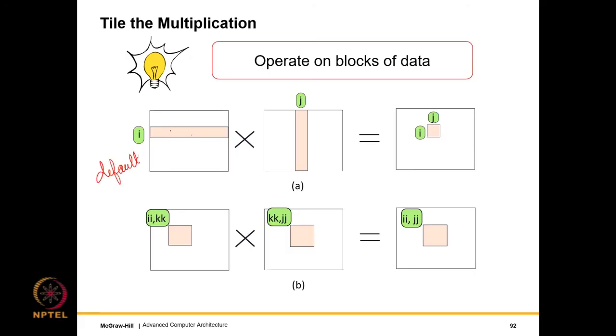In the default scheme, we take the ith row and the jth column, we multiply the elements pairwise and then we add them, and the final result is stored over here. The other idea, which is in our sense a novel idea, which is loop tiling, is that we don't consider an entire row or an entire column. Instead, we consider a small block of data.